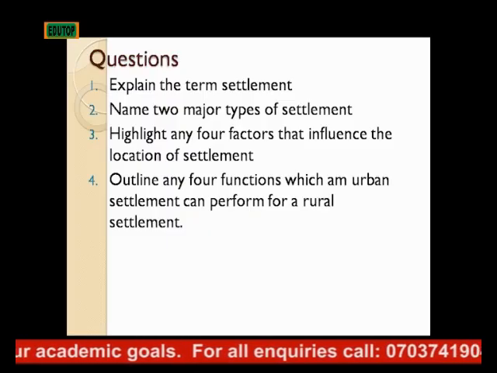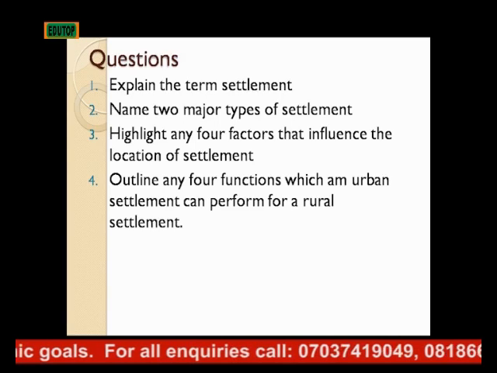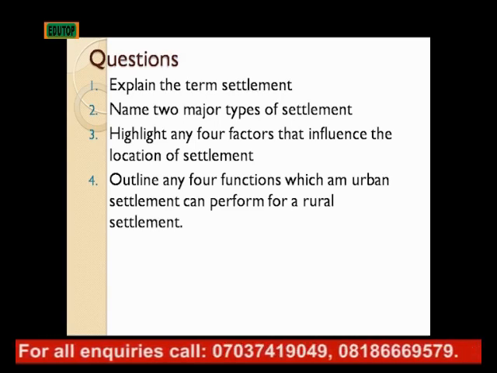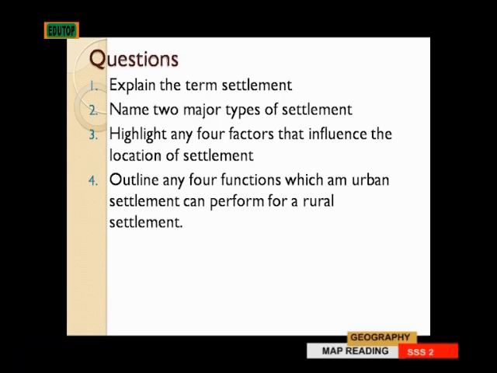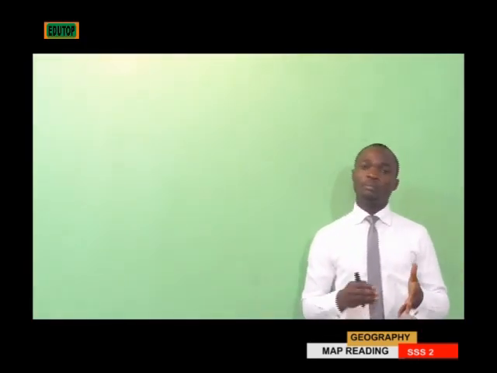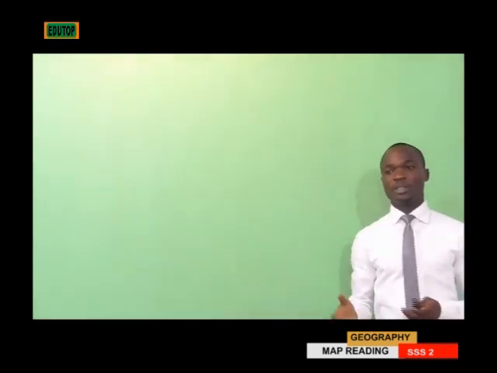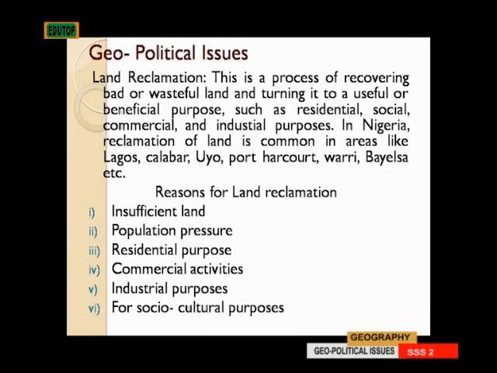And the number 4 question says, outline any 4 functions which an urban settlement can perform for a rural settlement. An urban settlement can provide manufactured goods, and can provide markets for the selling or the buying of the raw materials produced by the rural areas. It can provide employment opportunities and medical services.